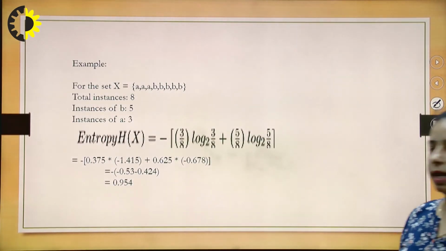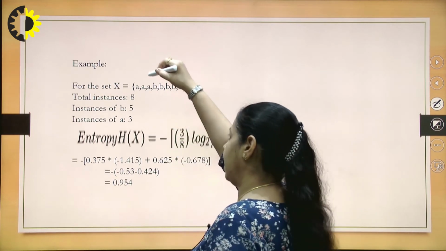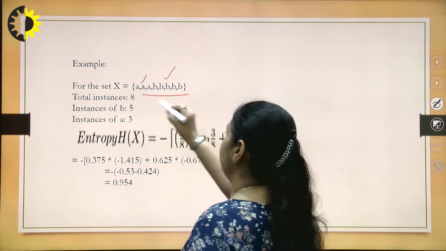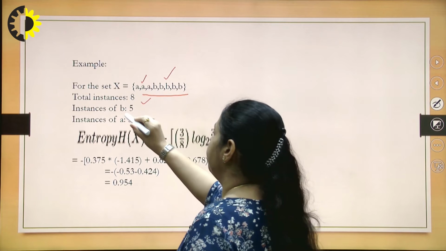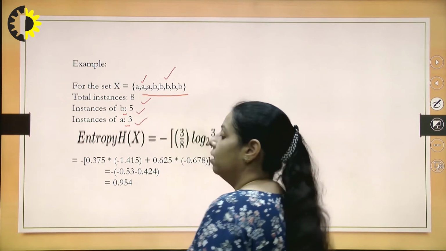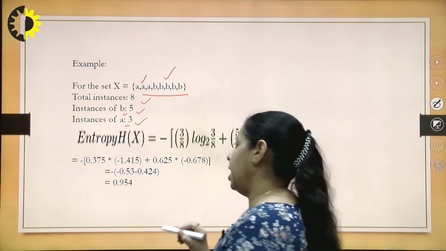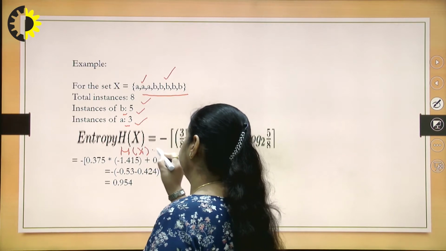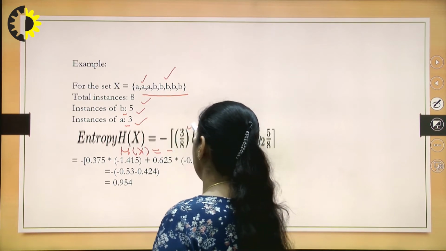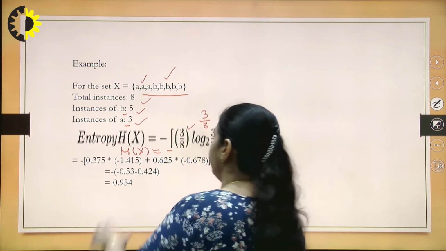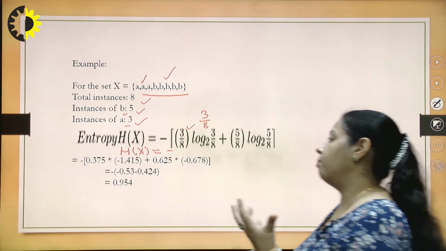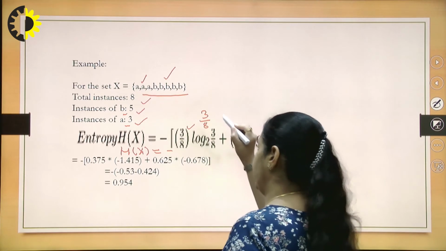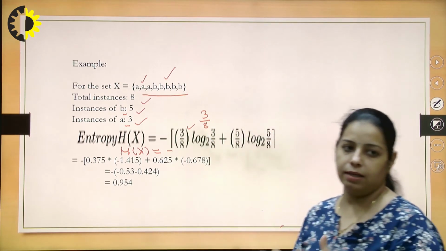Now suppose, let's take an example. We have a set of x values, we have certain a's, we have certain b's. If we take total instances, the total number of values in this set is 8. The number of b values is 5, the number of a values is 3. Now, if we take entropy, this is the equation for entropy, H of x equals minus 3 by 8, and so on. By putting the values in this formula, we get the entropy H of x of this whole set. Now, what is 3? 3 is the number of small a's, and 8 is the capital S, that is the whole set.